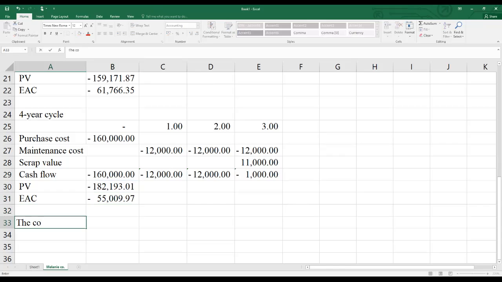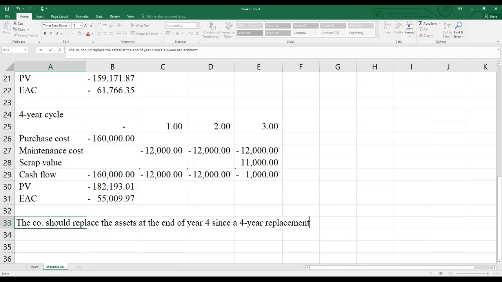The company should replace the assets at the end of year 4, since a 4-year replacement cycle has the lowest equivalent annual cost.